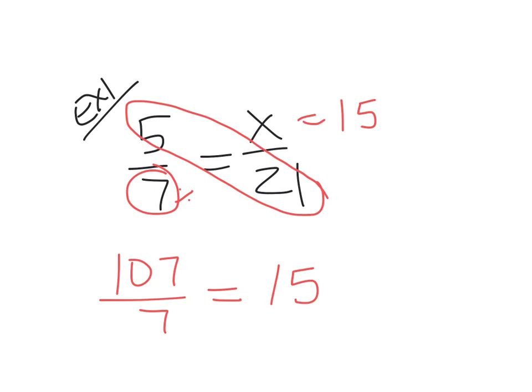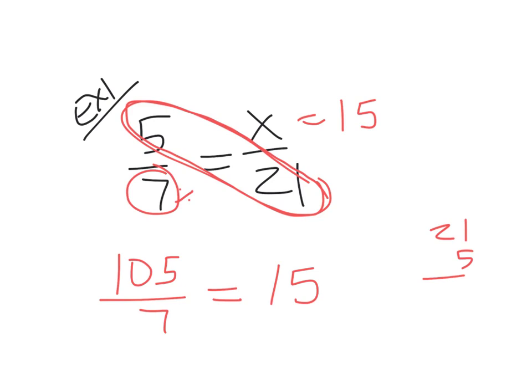Wait, you said 107? Yeah, 21 times 5 would be 107, right? Is that what you said? You said 105. I didn't actually do it. 21 times 5. Oh, it's 105. Who told me 107? It's 105. I heard 107. It's 105. Cool. I don't mind being corrected. Point it out. So 7 into 105 is 15 times.